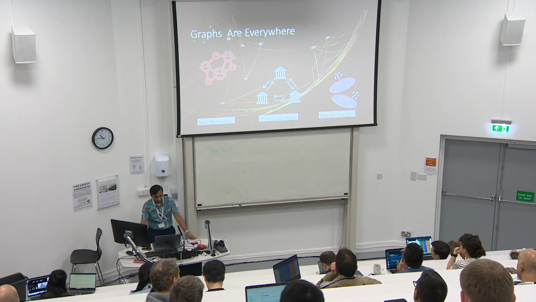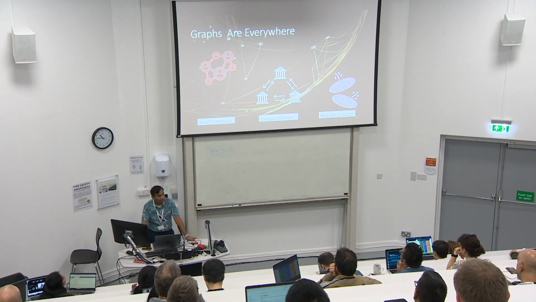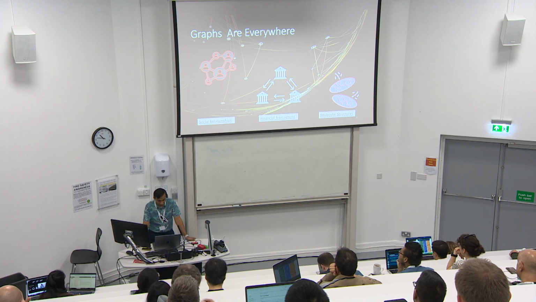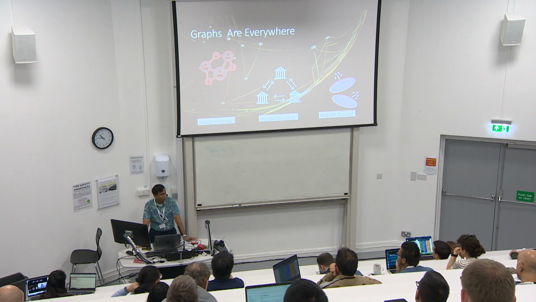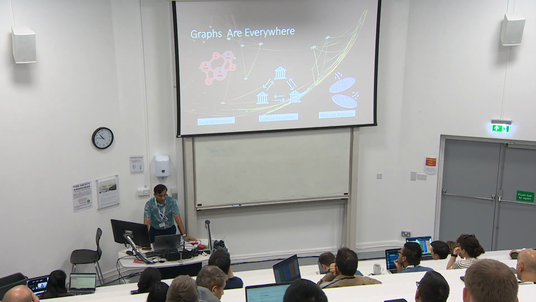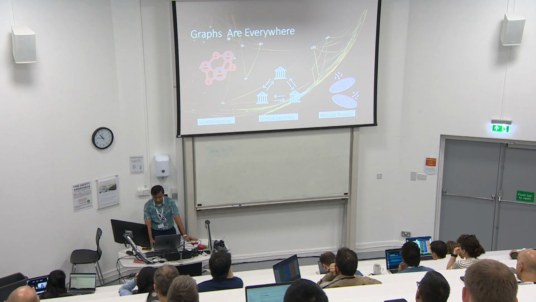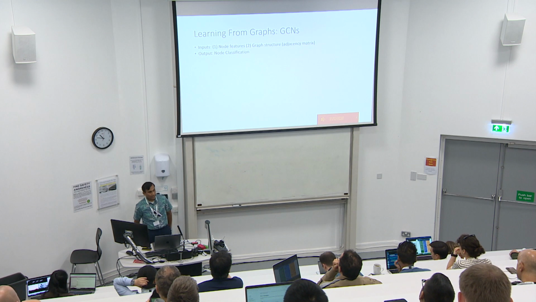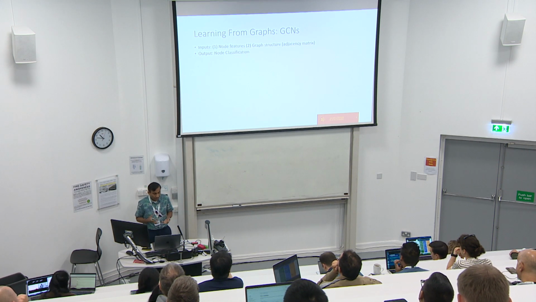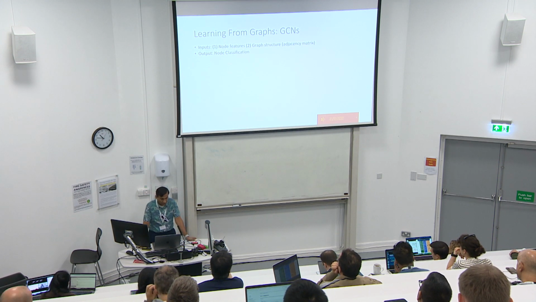So graphs are everywhere. They're from social networks to financial transactions that exchange between institutions, as well as molecular structures used in new drug discoveries and so on. And so graphs are present everywhere. And so the issue is you want to learn from these graph structures such that you can figure out what sort of information is hidden in these very large structured graphs.